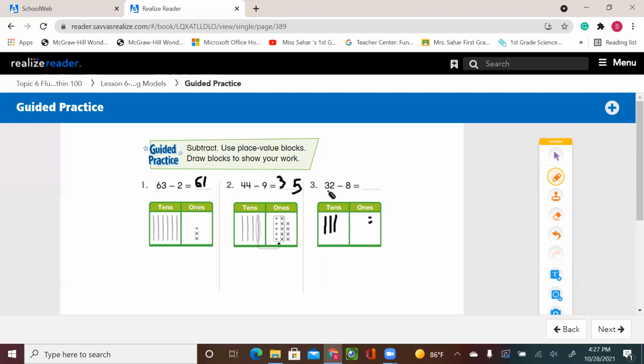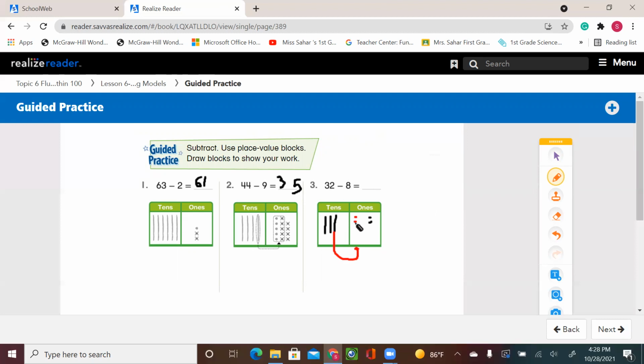All right, I need to take away 8. I look at my first addend, the ones are smaller than the second addend that I need to subtract. I cannot take 8 away from 2. So what am I doing? I'm moving one of the 10s to regroup it with the ones. Let's use a different color. I take this 10 and move it to the ones, and when I'm moving it to the ones, I'm going to break it into 10 ones.